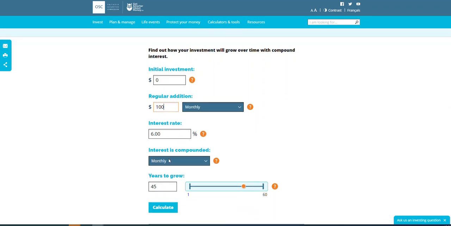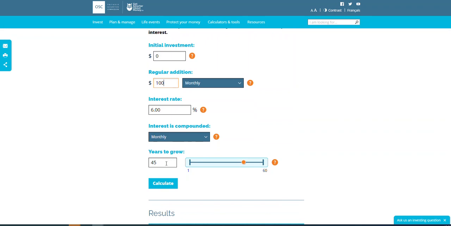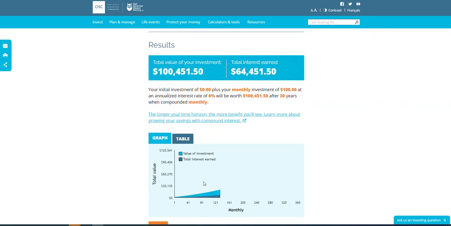It is still compounded monthly, but because they are 35 years old, they only have 30 years for this to grow. So we'll change that to 30, and we're going to hit calculate. Okay, so now we see this is only worth $100,451.50 at the end. So it's not worth as much. The other one was 137, I think. So they've got less money.